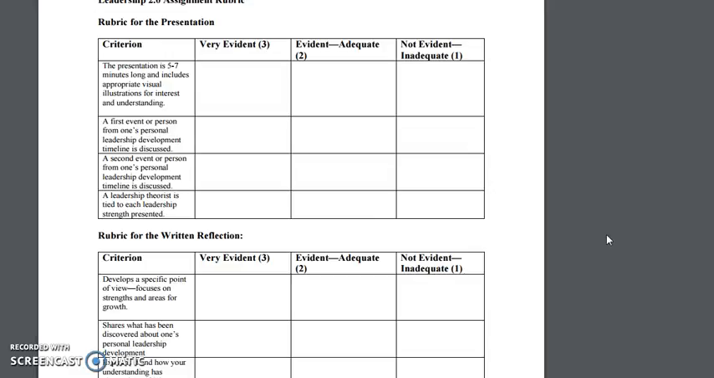And so follow the questions on the assignment sheet for the written reflection, and also for your presentation. And we're looking forward to listening to your presentations and reading your written reflections.